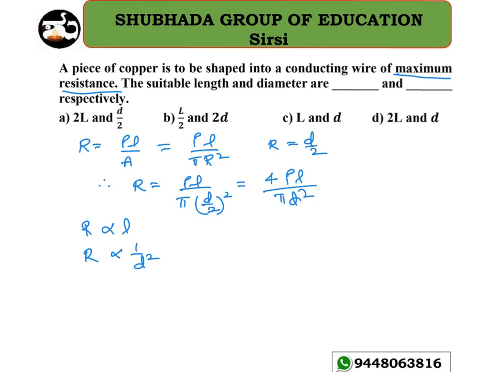So now clearly the resistance is directly proportional to L and inversely proportional to the square of the diameter, correct? The resistance is directly proportional to the length as well. So L must become 2L, the first condition, and since R is inversely proportional to the square of D, D must become D by 2. To get the maximum resistance, you need to shape a piece of copper wire of length 2L and diameter D by 2. This is how you can solve this problem. Option A is the right answer for this problem.